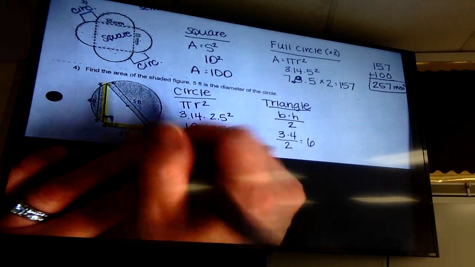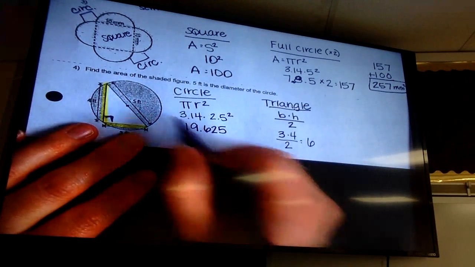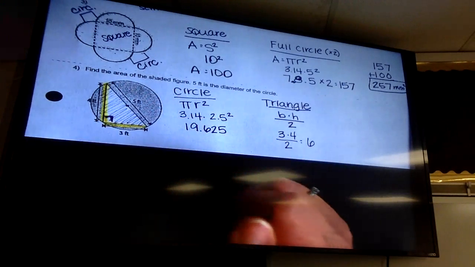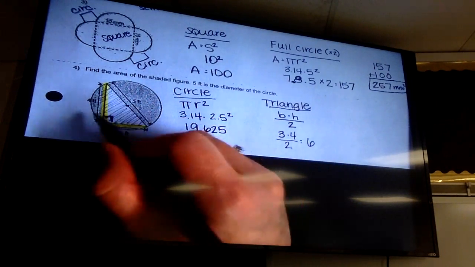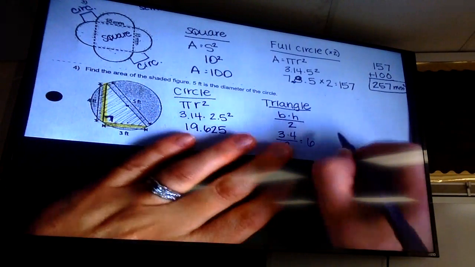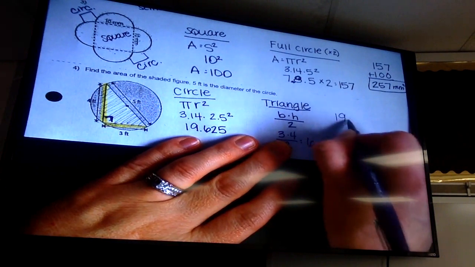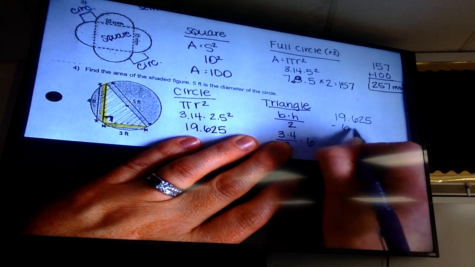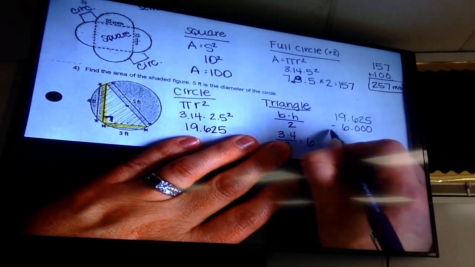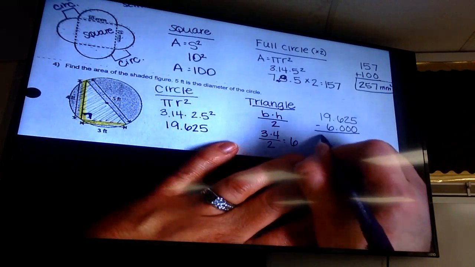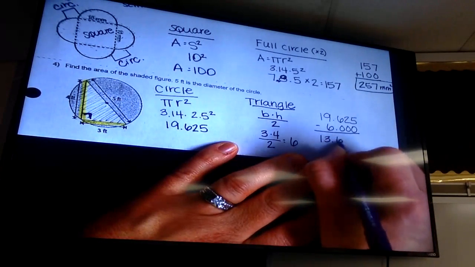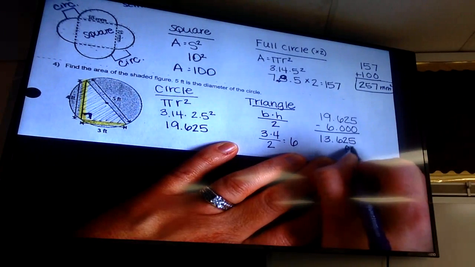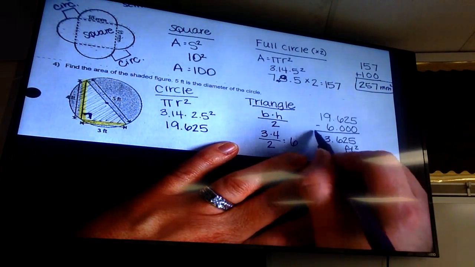So if I want the area of just the shaded region, here's the area of the circle if it was all the way filled in. But now I want to remove this white unshaded triangle. So since I'm removing something, instead of adding, this time I'm going to subtract. Make sure my decimal points are lined up. When I do that, I get a final answer of 13 and 625 thousandths. Now, since it's my final answer, I'm going to label it feet squared.